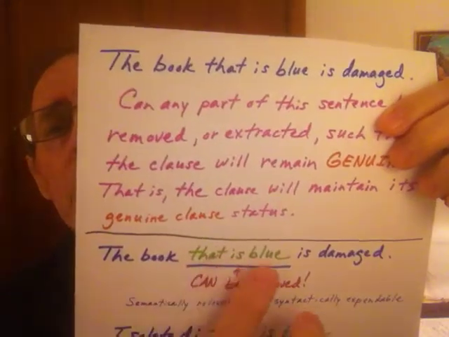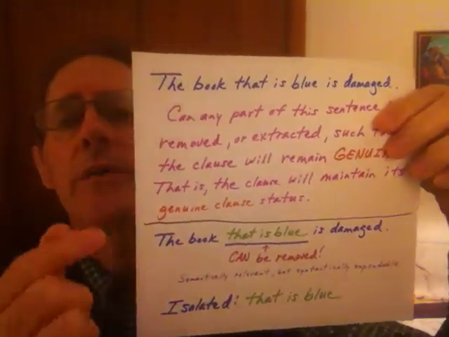We see that the phrase here, that is blue, can be removed and you'll still have a genuine clause. The book is damaged. It can stand on its own. The book is damaged. It can stand on its own. Now, we isolated the phrase, or you would say the traditional relative clause, that is blue. It's semantically relevant. It gives a little extra information, but it's syntactically, in other words, sentence structure-wise, expendable.